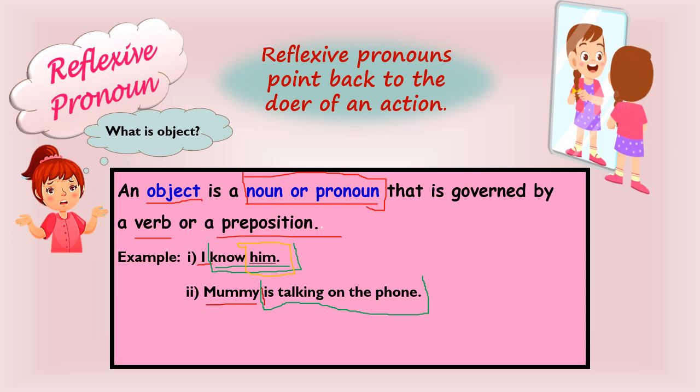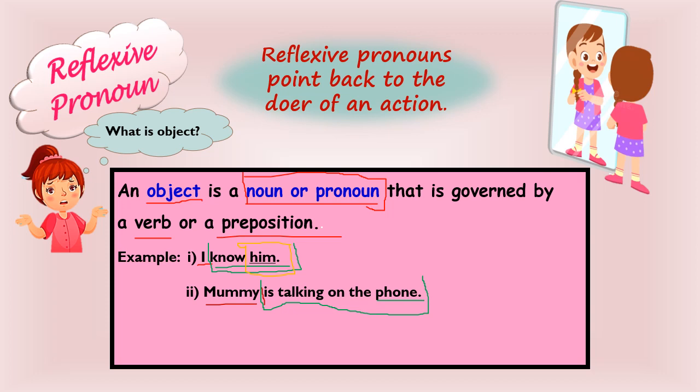Now find out what is noun or pronoun here. What is noun or pronoun? What can I see here? Phone. That is a noun. I can see phone here. So phone is the object here. What I have told you, it falls after a verb or preposition.